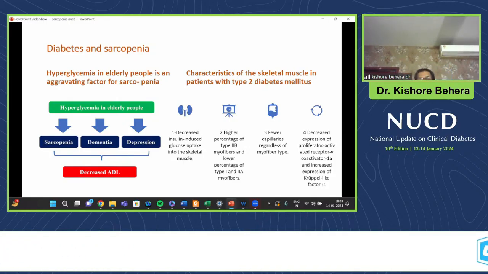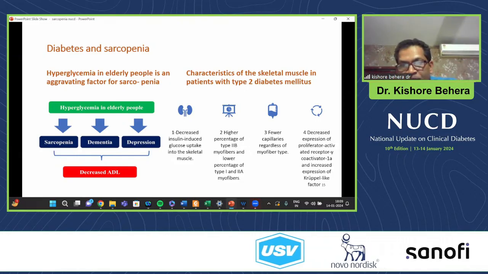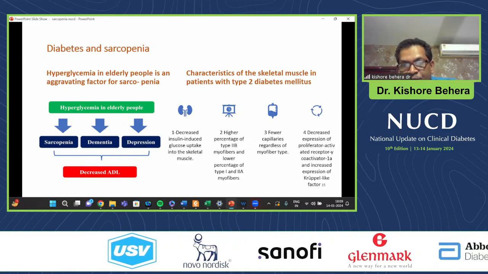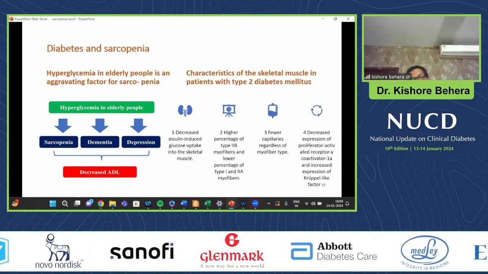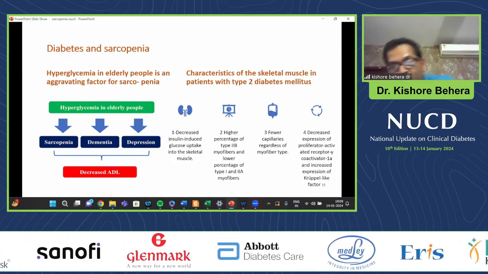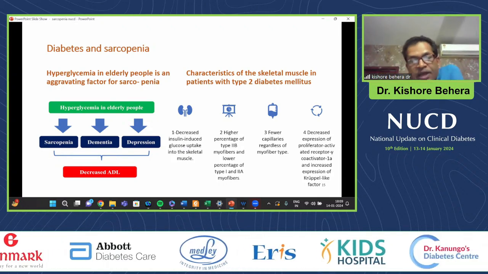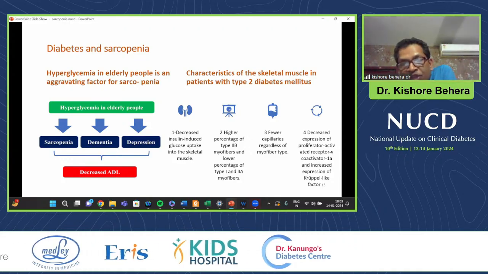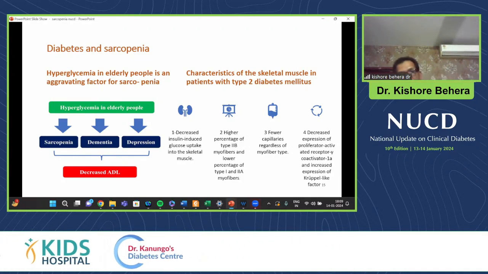And the characteristic of skeletal muscle in patients with type 2 diabetes: we have three different kinds of muscle fibers, type 1, type 2A, and type 2B. Type 2B has fewer mitochondria, and type 1 and type 2A myofibrils have more mitochondria, and they are in an aerobic condition to generate ATP. So these are more involved in type 2 diabetes.